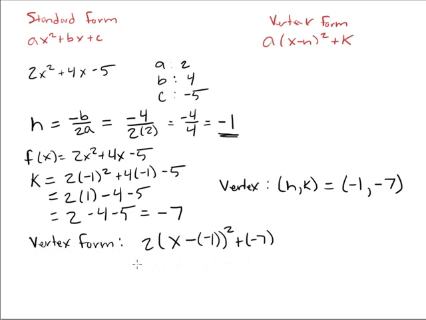All right, so to simplify it here, we've got 2 times (x minus -1) is going to be the same as (x plus 1). Don't forget the squared. It's a quadratic. It is still squared. Now this plus negative 7, we can just make that a minus 7. And now we have our vertex form of this quadratic right here. So this is actually equal to 2x squared plus 4x minus 5, right? They're the same thing, just one is in standard form and one is in vertex form.